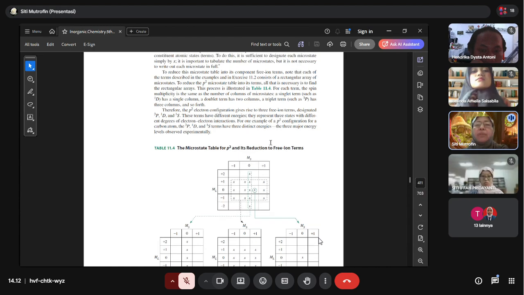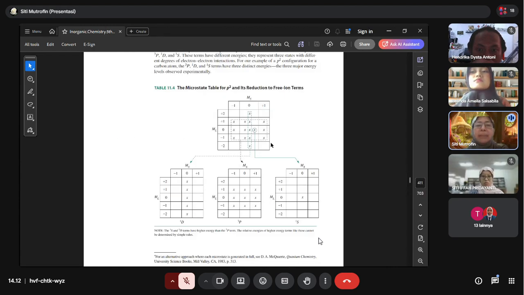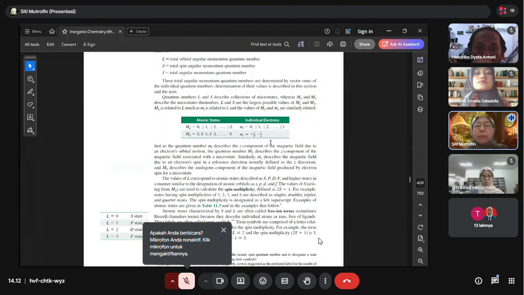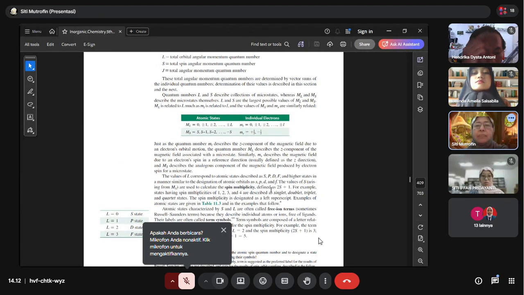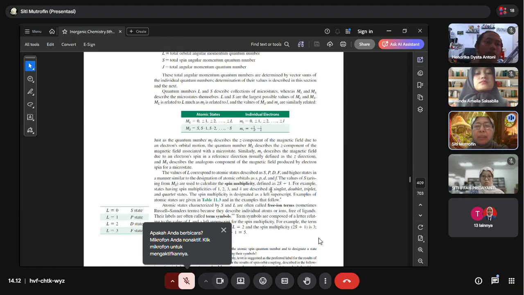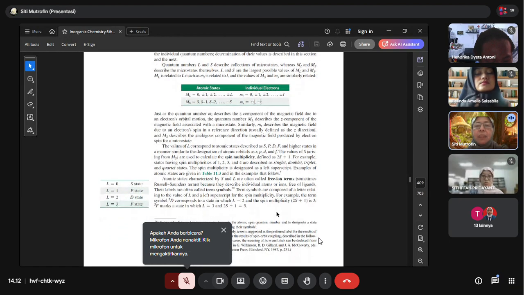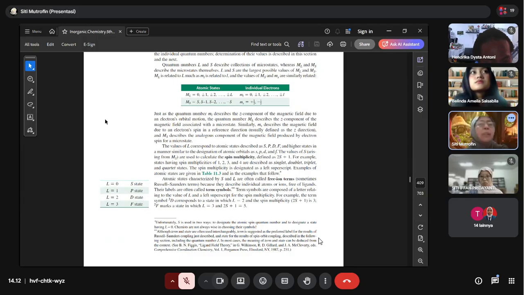Try to find out the free ion terms and symbol terms here.